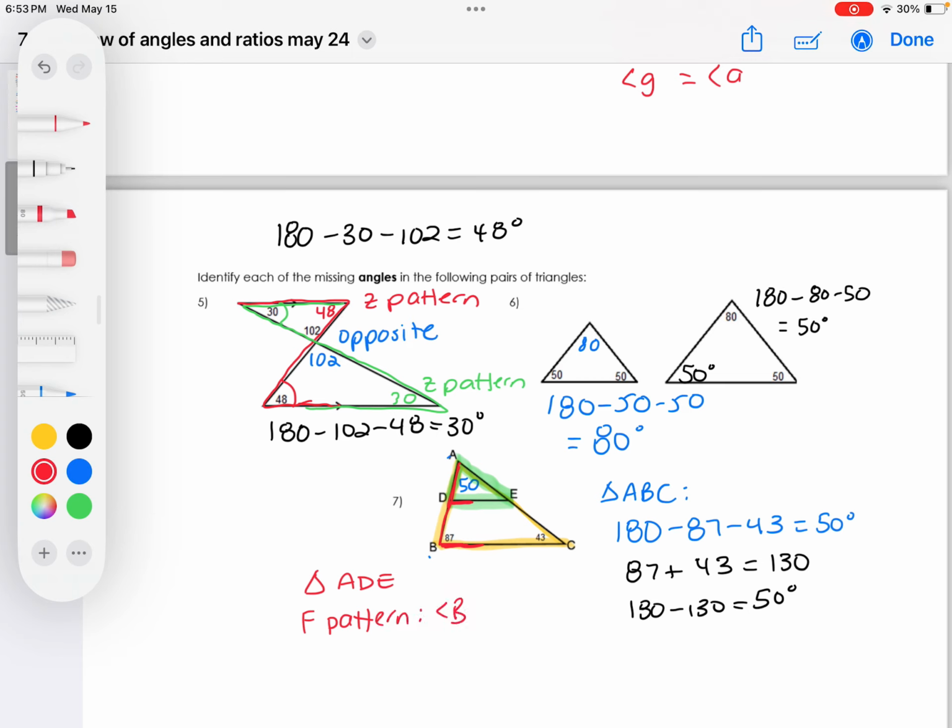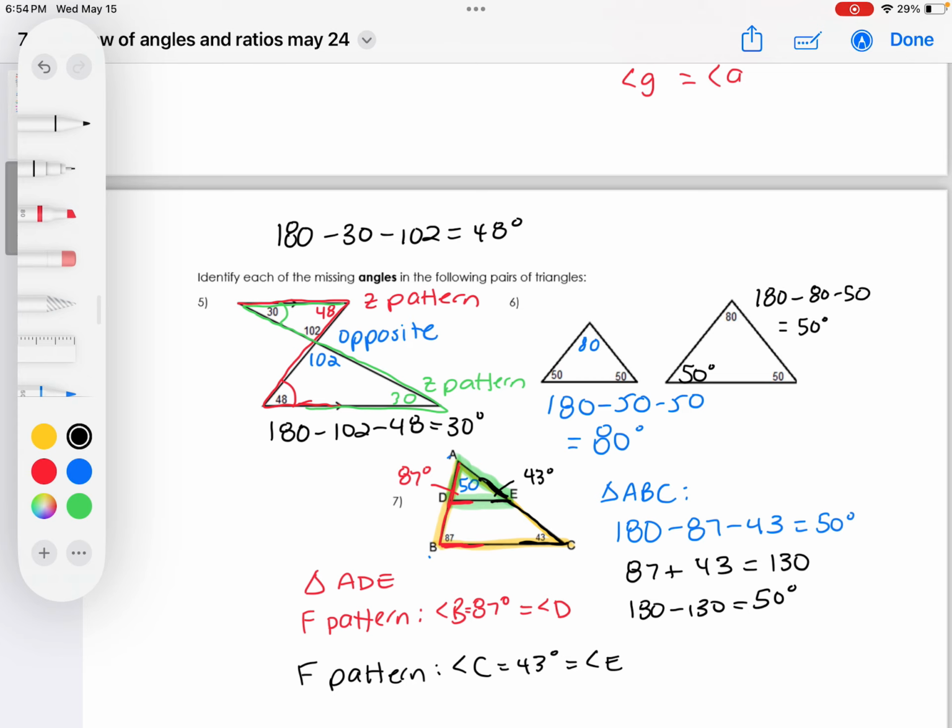So angle B, which is 87 degrees, is going to be the same as angle D. But my Apple Pen, I'm not good with it, so I can't write that small, sorry. 87 goes in there for angle D. And then the other F pattern on the other side. So now angle C, which is 43 degrees, is equal to angle E. So in there is going to be 43 degrees. Okay, so all of the angles inside that triangle have been solved.